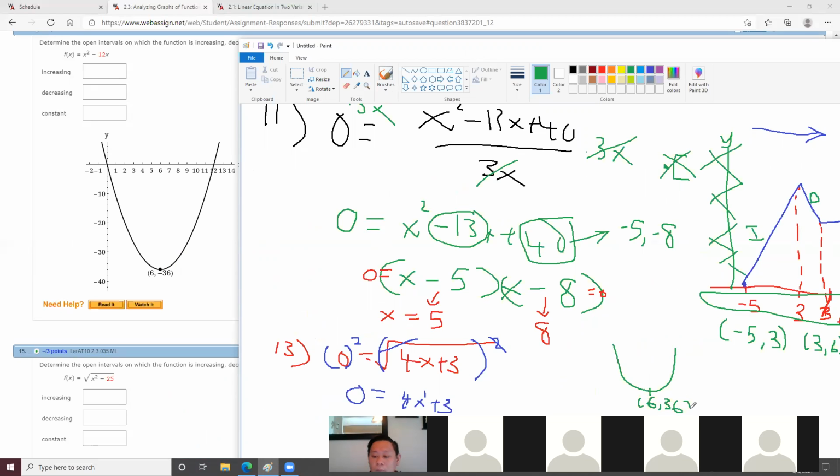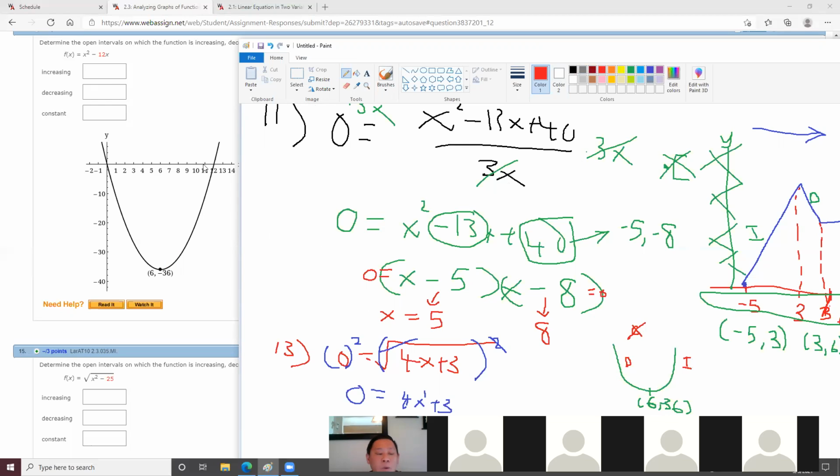Decreasing, and then after that, you go what? Increasing. Do we have any constant in this case? No. Constant means a flat line.